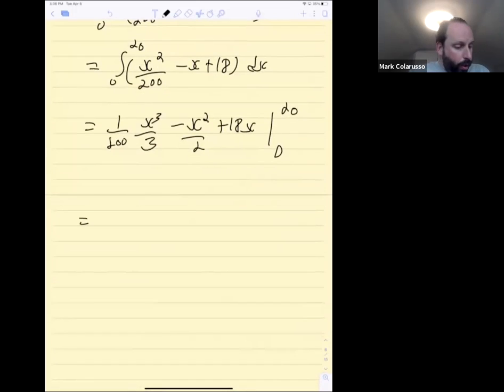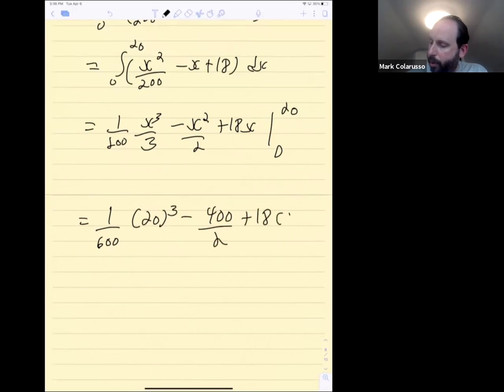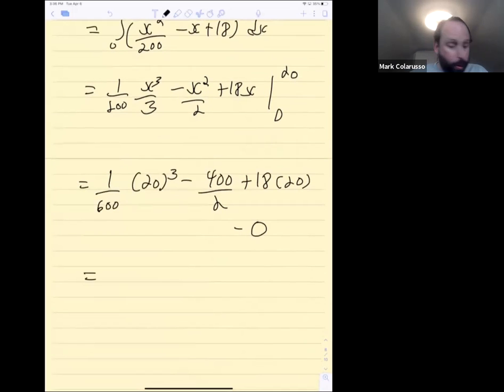This is a bit annoying. You might want to use a calculator to do this. So this is going to be 1 over 600 times 20 cubed minus 400, which is 20 squared over 2, plus 18 times 20, and the lower limit is 0. If you plug in 0, you just get 0. So if you punch all this out in the calculator, you get $173.33.